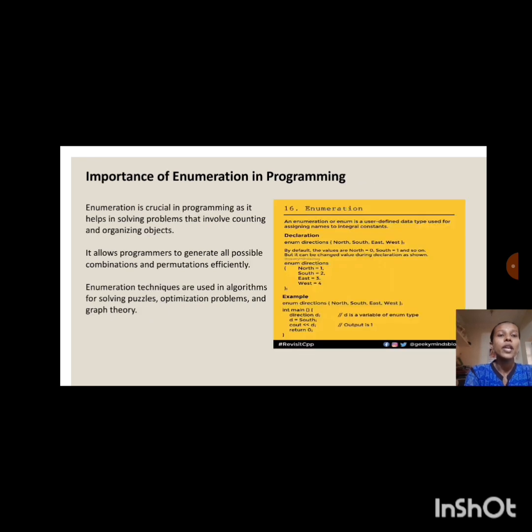Importance of enumeration in programming. Enumeration is crucial in programming as it helps in solving problems that involve counting and organizing objects. It allows programmers to generate all possible combinations and permutations efficiently. Enumeration techniques are used in algorithms for solving puzzles, optimization problems, and graph theory.